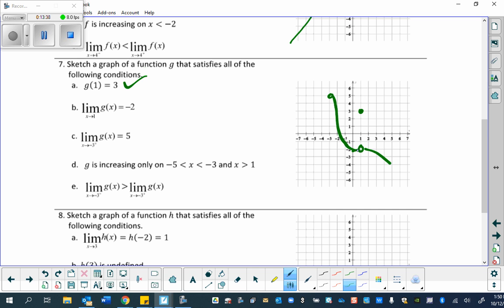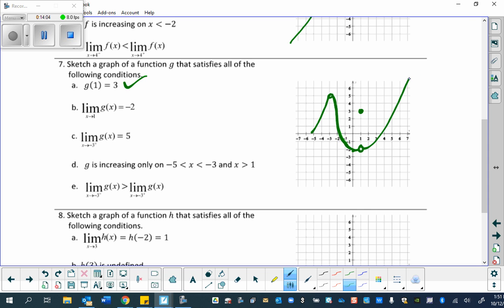G is increasing only between -5 and -3. So that means it's increasing here. And when x is bigger than 1, so over here, this has to be increasing. So we'll go ahead and make this increasing.